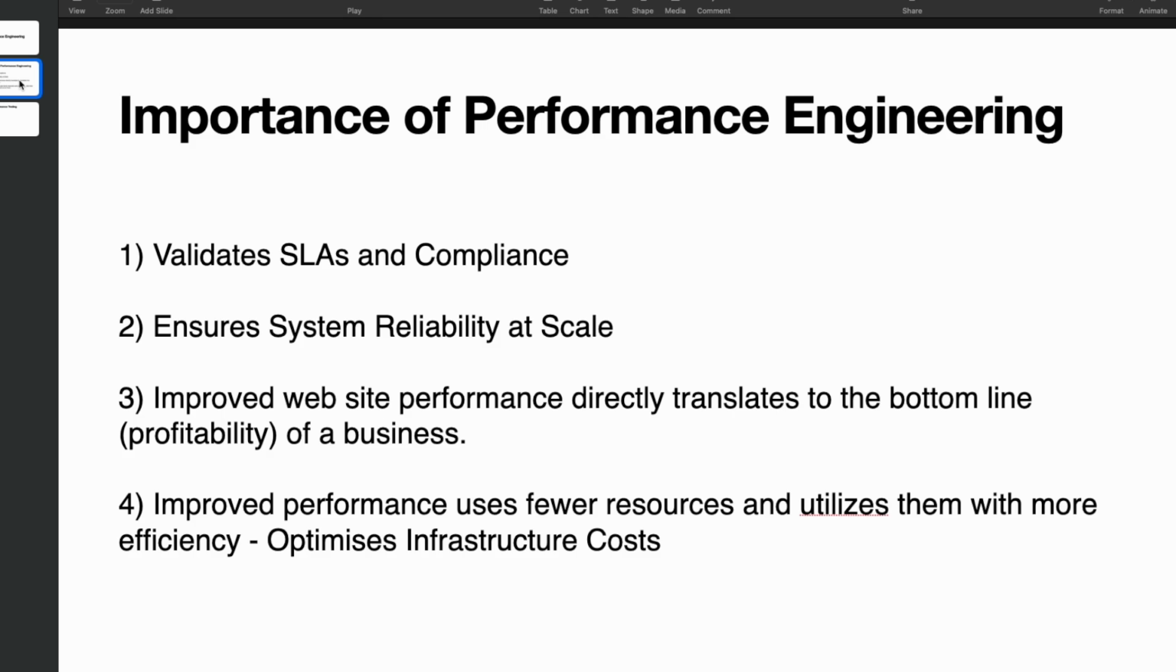So that's all for today. In the next session we'll be discussing the different key performance indicators you should be looking at while doing performance testing or performance analysis as a whole.